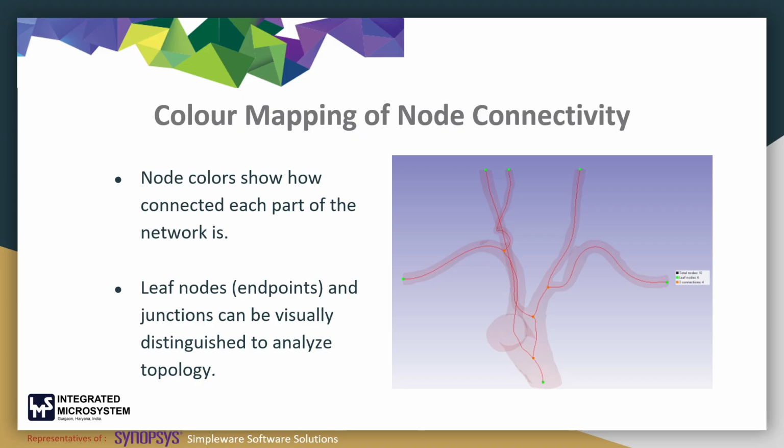To summarize, color mapping of node connectivity transforms the centerline from a geometric base into a functionally informative network, enhancing both quality assurance and communication across teams.